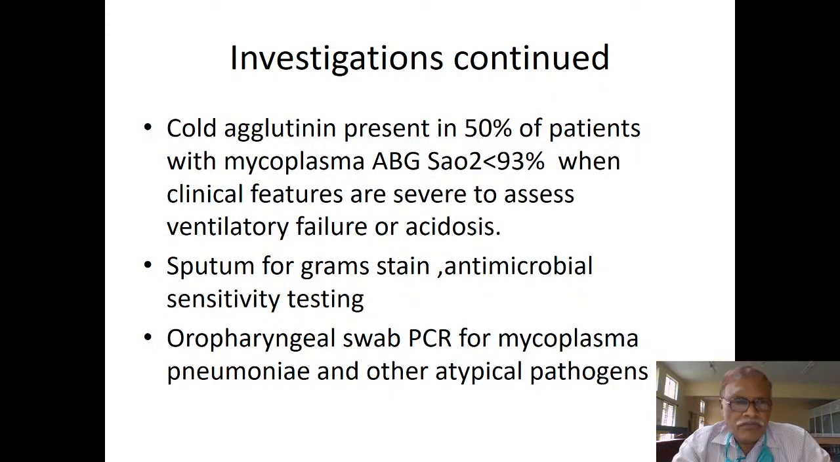Cold agglutinins are present in 50% of patients with mycoplasma. Arterial blood gases with saturation of less than 93% indicate severe clinical features, and the patient may develop ventilatory failure or acidosis. Sputum for Gram stain and antimicrobial sensitivity testing should be done to start the appropriate antibiotic.